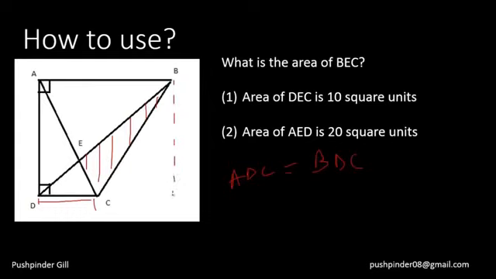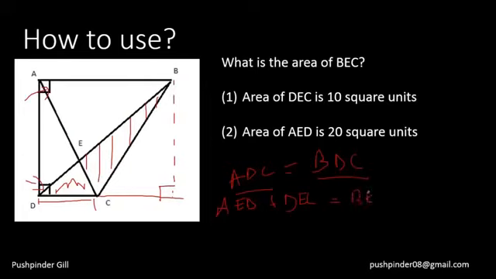Now how am I sure that they share the same height? Because these two lines are parallel to each other. That means they both share the same area because they both share the same height and the base. Now if you can very well observe, this DEC is common between ADC and BDC. So I can very well write this as AED plus DEC, and I can very well write this as BEC plus ADEC.